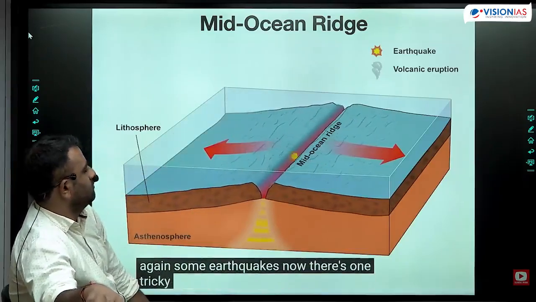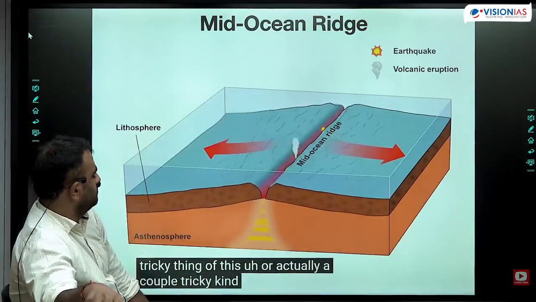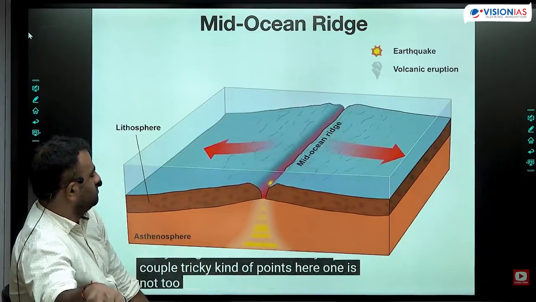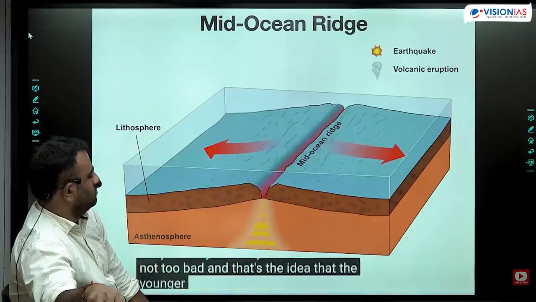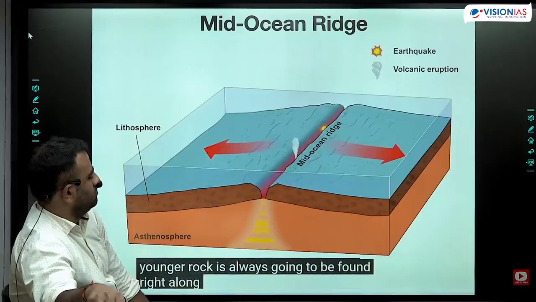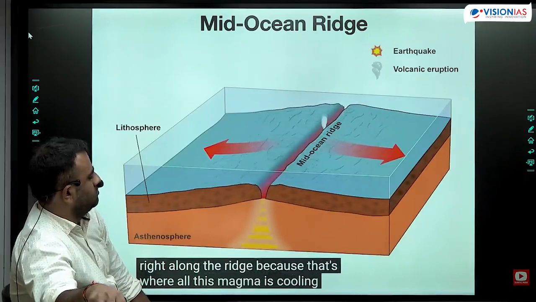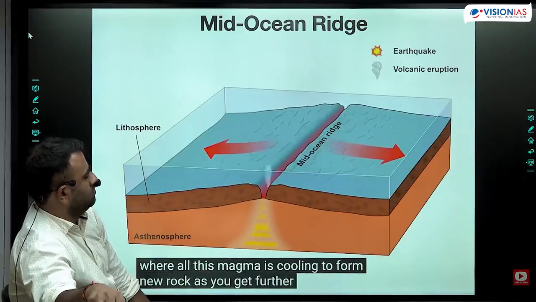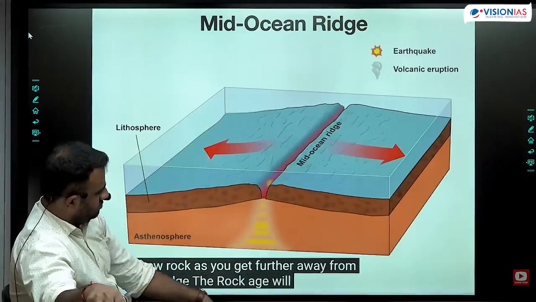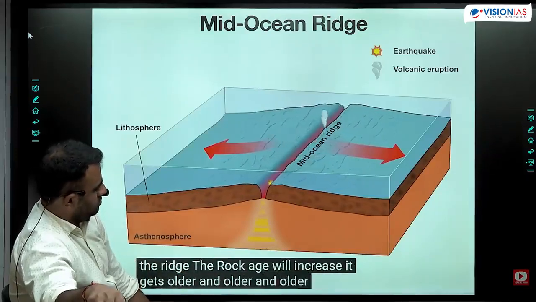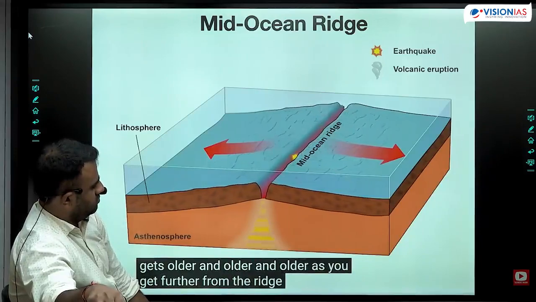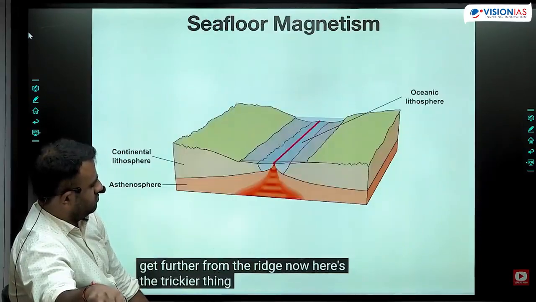Now, there's one tricky thing of this, or actually a couple tricky points here. One is not too bad, and that's the idea that the younger rock is always going to be found right along the ridge, because that's where all this magma is cooling to form new rock. As you get further away from the ridge, the rock age will increase. It gets older and older and older as you get further from the ridge. Now, here's the trickier thing.